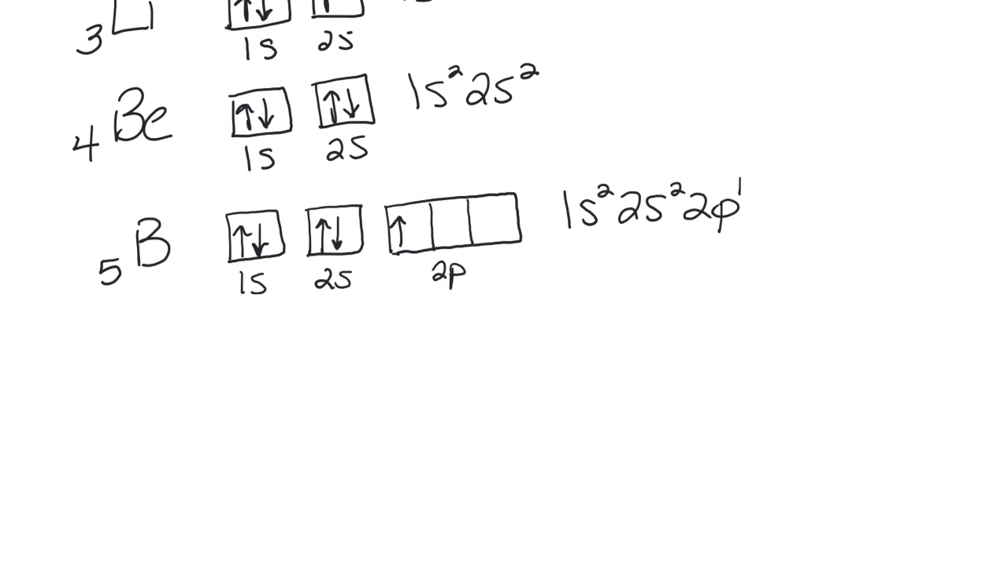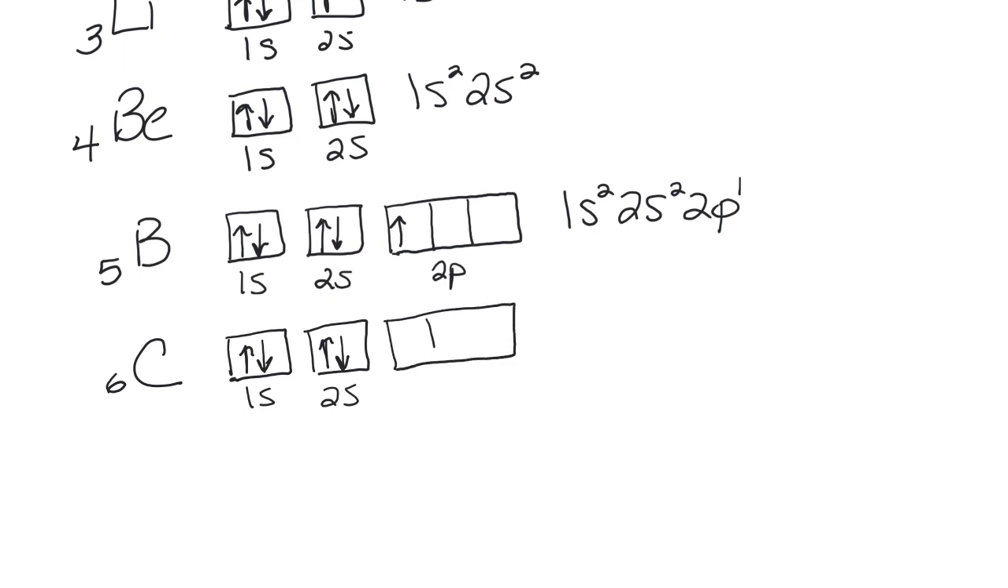Okay, now let's try carbon. Carbon has 6. So we're going to draw the 1s, put 2 electrons in there. 2s, I'm going to put 2 electrons in there. And then I'm going to do 2p. Now, it's got 2 more electrons. Now, notice what I'm going to do here. I don't have the 2 arrows next to each other.